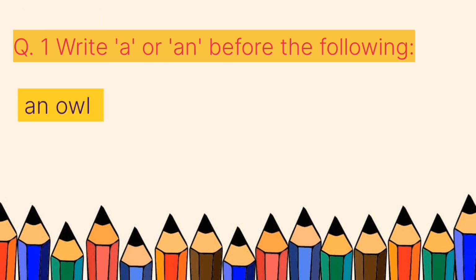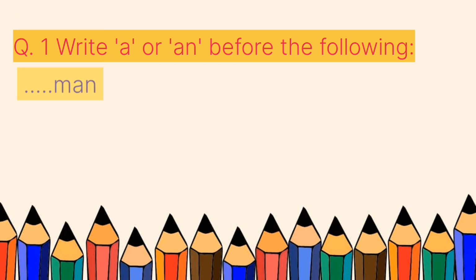Here, an is used before words that start with a vowel sound. In this case, owl starts with the vowel sound O. So, an is used instead of a. An owl means one owl. Next, dash duck. The answer is a duck. A duck means one duck. A is used before words that start with a consonant sound. In this case, duck starts with the consonant sound D. So, the article a is used.